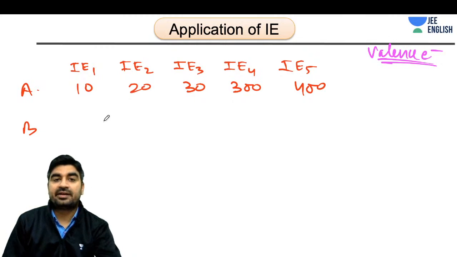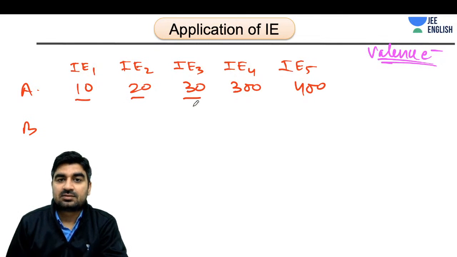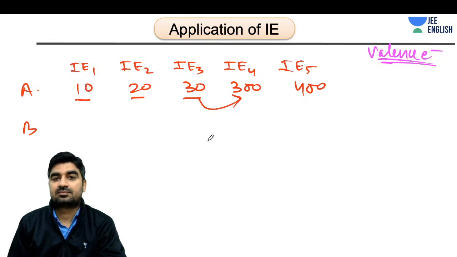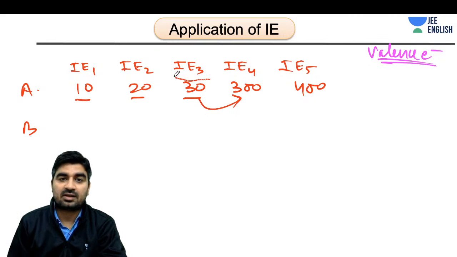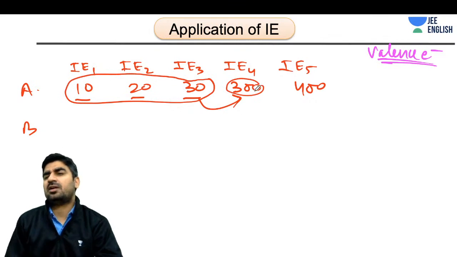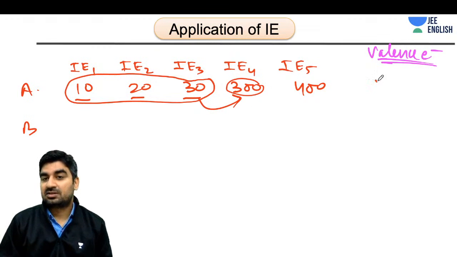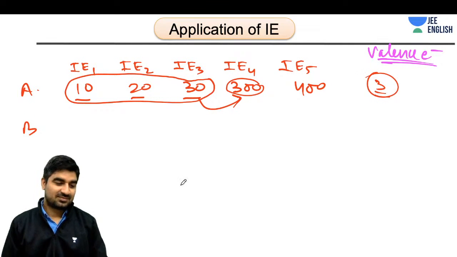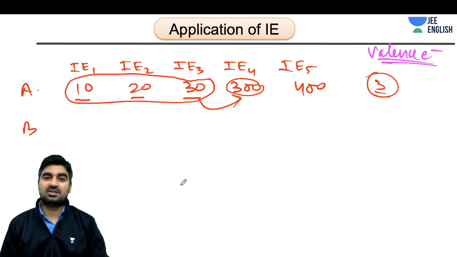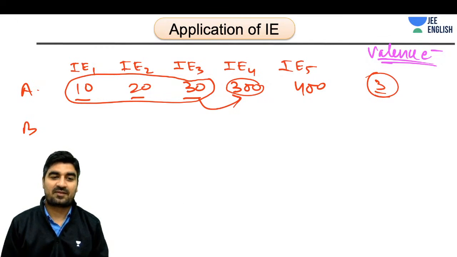So now I will take it up. Just look at this data. Here we have a jump. It means I can say after losing 3 electrons, I have to provide a very large amount of energy. It means there were 3 valence electrons. So you should look for this jump in terms of percentage, not in terms of amount. Got it?